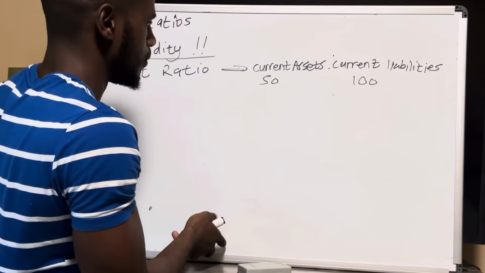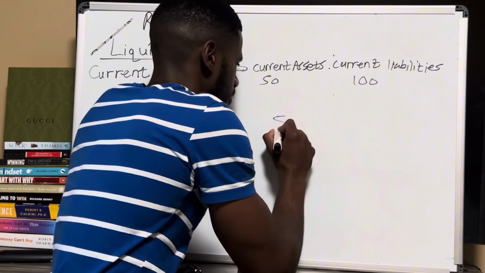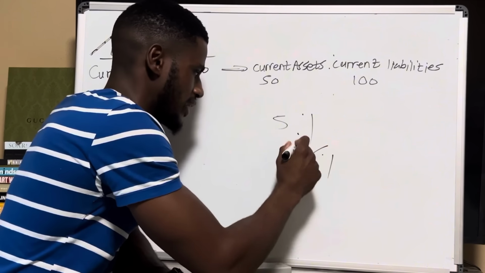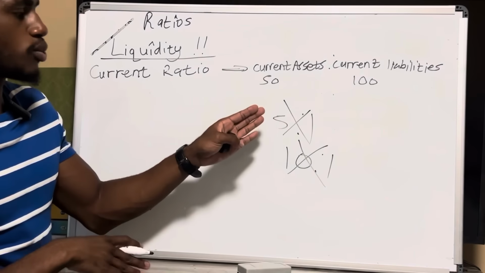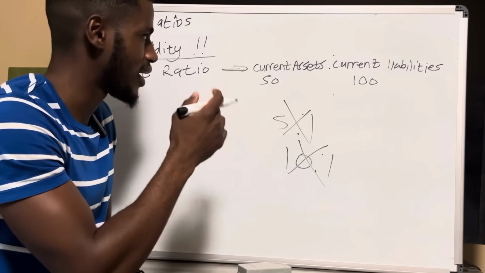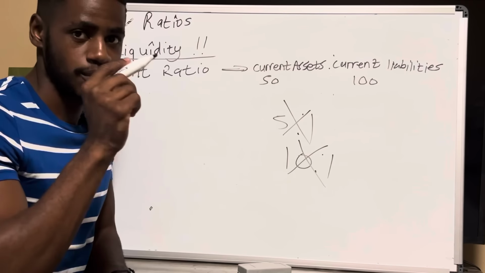But at the same time, please pay close attention here. At the same time, we do not want this ratio to be 5:1. We don't want this ratio to be 10:1. We don't want it to be like this. Yes, we want our current assets to be bigger, but if they are too big, it is a problem.